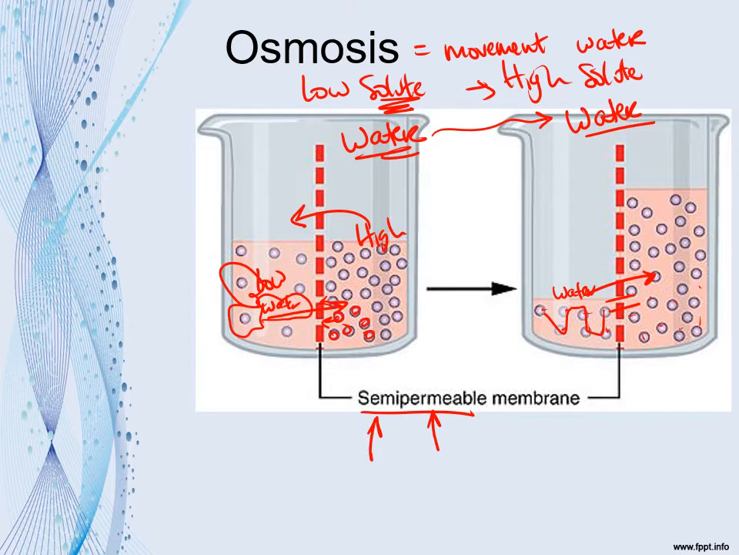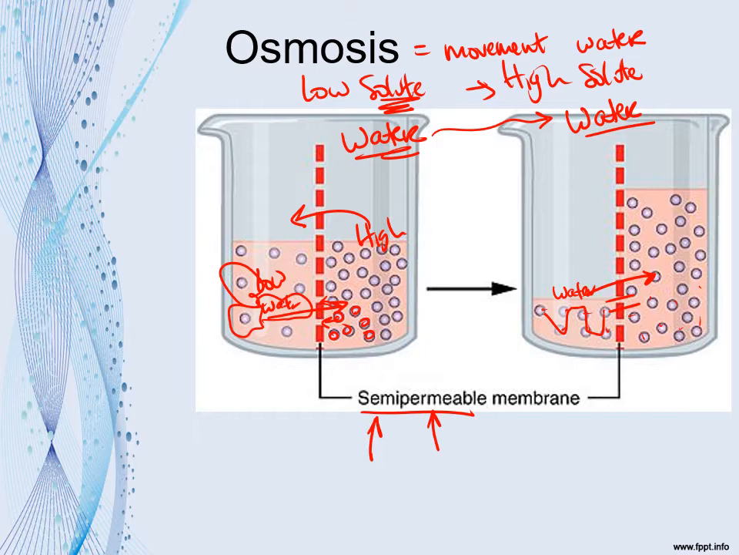So the water moves from low concentration to high concentration of the solutes, not of the water's concentration, which is a weird thing to think about because how do we even measure how much water is dissolved in the water? So we don't talk about water concentration, we talk instead about solute concentration. The water is going to move from low solute concentration to high solute concentration.